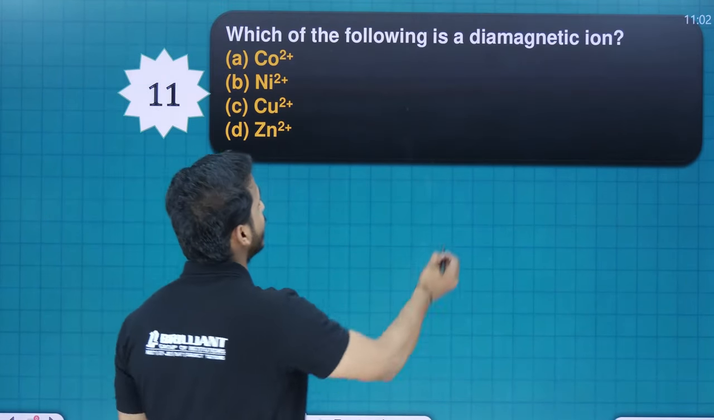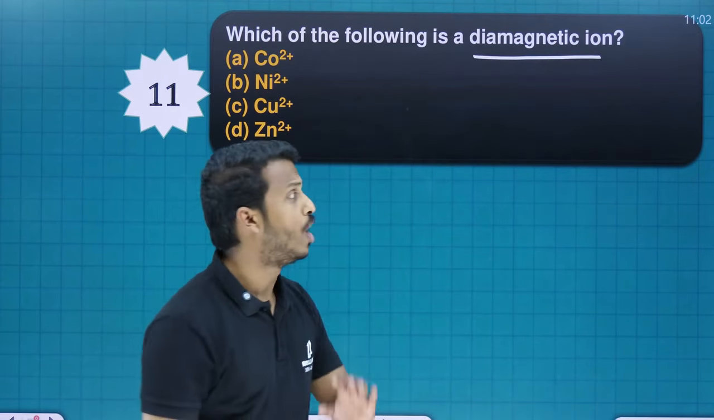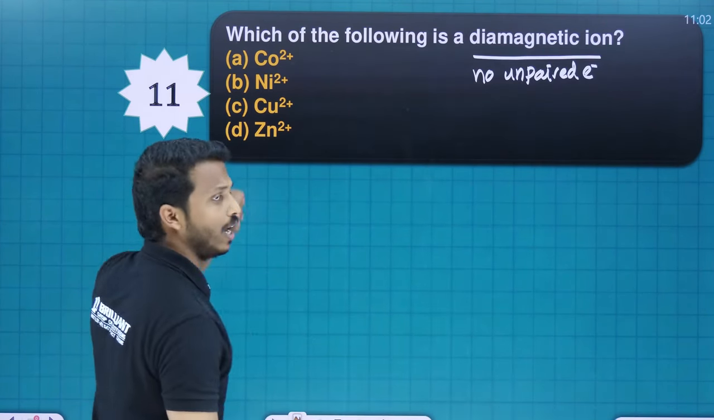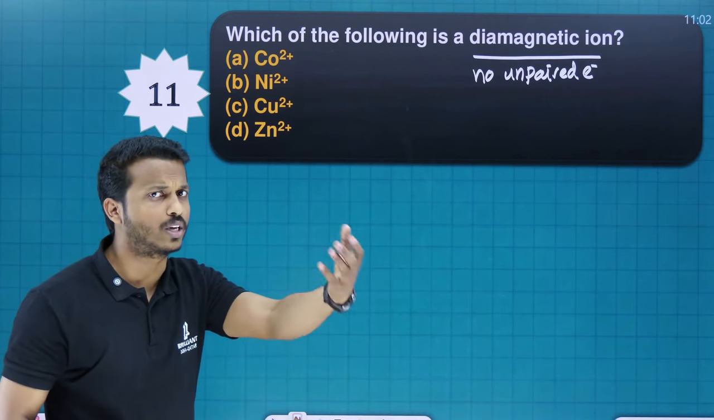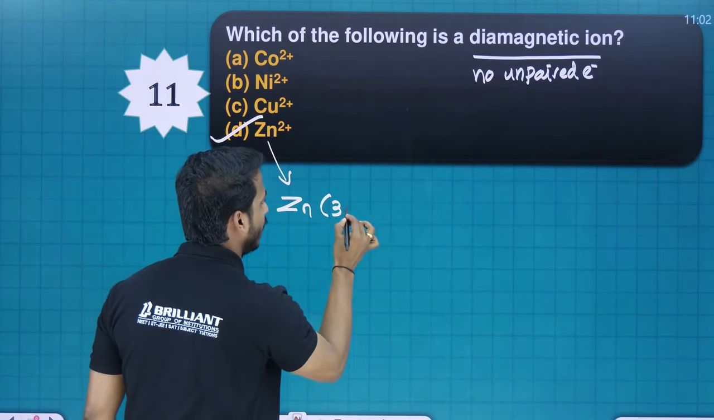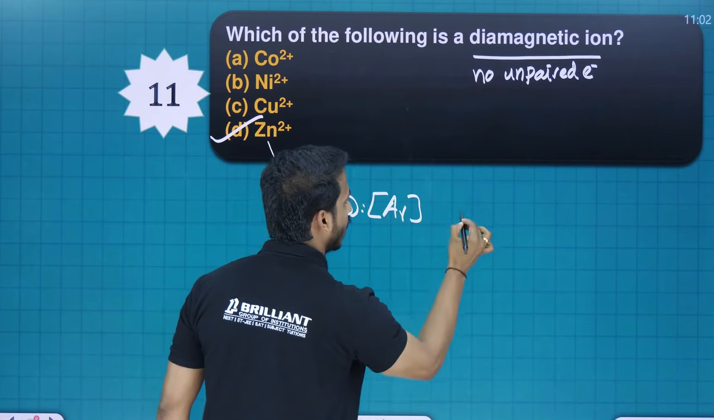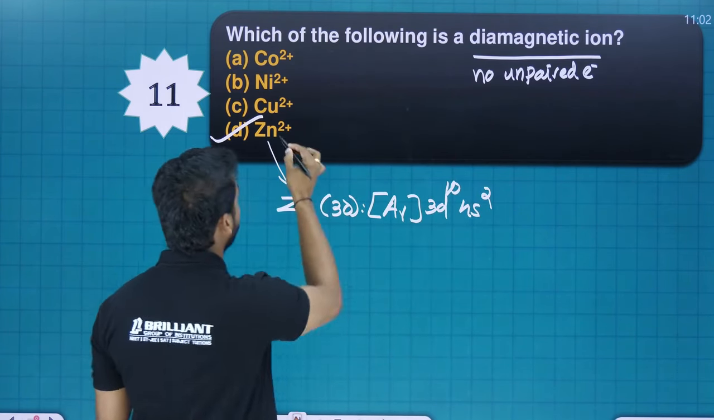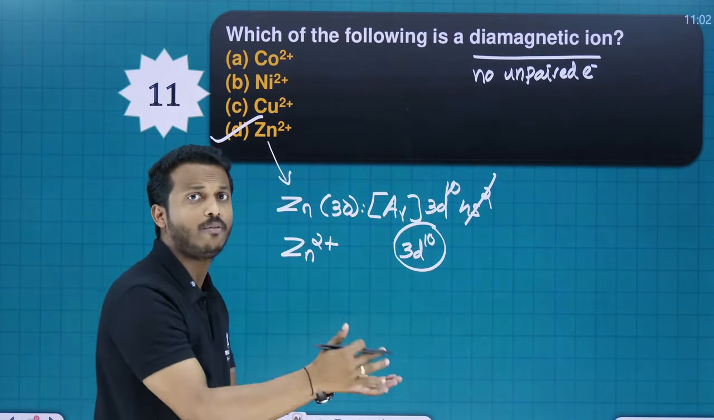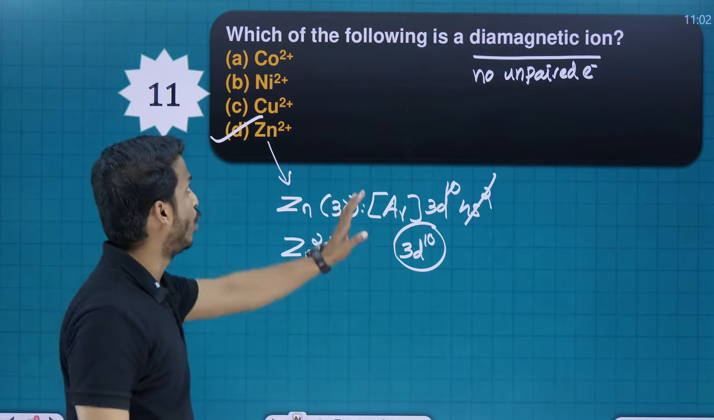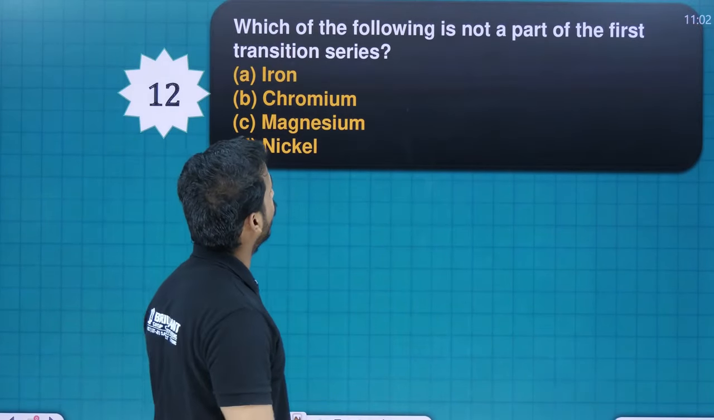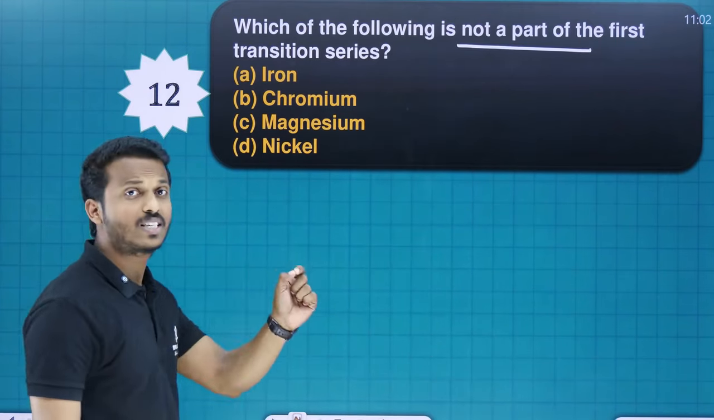Question 11. Which of the following is diamagnetic? Diamagnetic means what? No unpaired electron. Let us see. Cobalt atomic number. So I think let us go for the direct answer here. We already discussed that. Zinc. Because Zn atomic number is what? 30. 30 means what is the configuration? Argon 4s2 3d10. Here Zn 2 plus, right? 2 plus means these 2 electrons go. What is left? d10. d10 mean what? Fully filled. There is no unpaired electron. So no unpaired electron or diamagnetic means which one? Zn 2 plus.